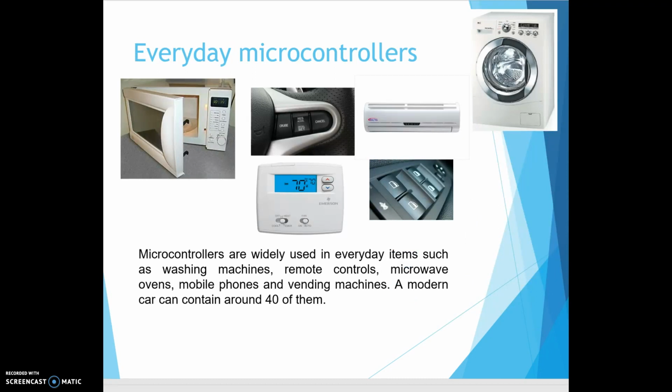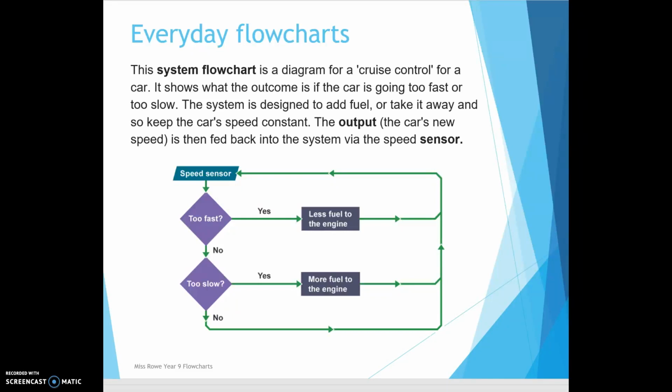So, everyday microcontrollers, we went through some of these, like cruise control, microwaves, washing machines, remote controls. There are things in your everyday life that are programmed. These are some of the examples. This is the cruise control for a car. If we start at the beginning, there's speed sensor. And then decision, too fast? Yes. Then less fuel to the engine. Too fast? No. Too slow? Yes. More fuel to the engine. No. And then it loops again. So this is designed to keep the car speed constant on the motorway.